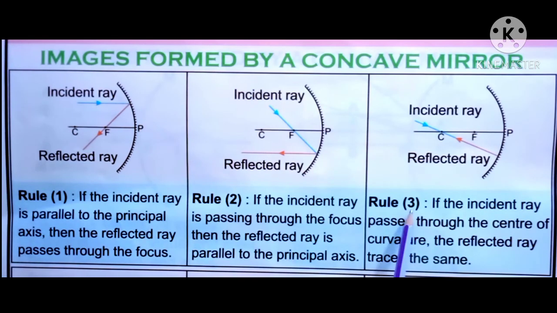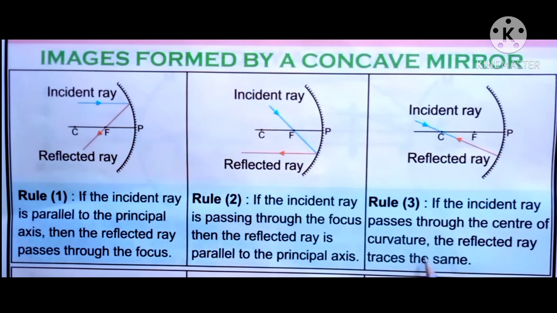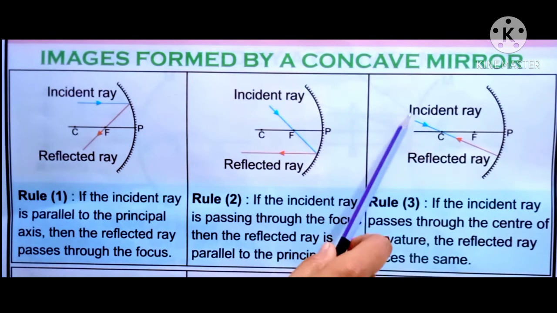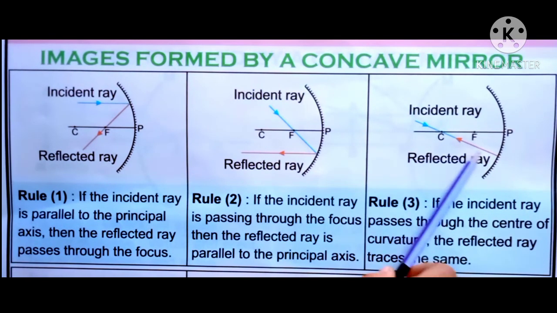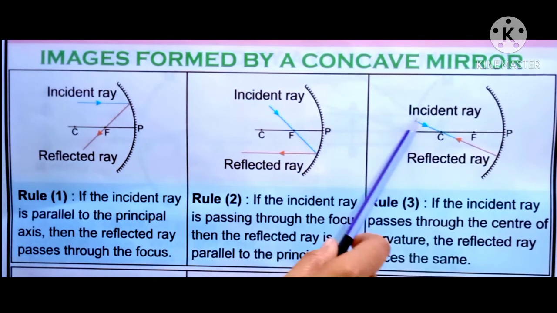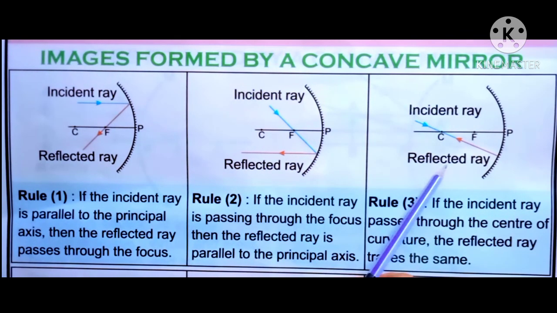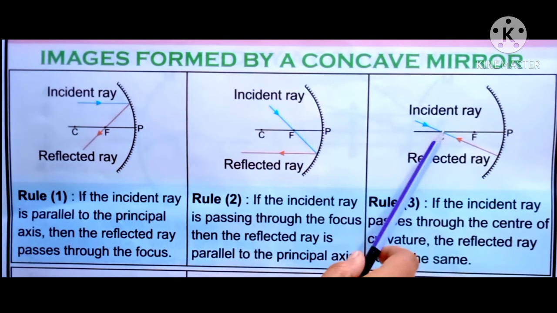Now the third rule is, if the incident ray passes through the center of curvature, the reflected ray traces the same path. Means what? In this diagram, CP is the principal axis. The incident ray, this blue line, falls on the mirror, and after reflection, it is going to trace the same path. Means in the same direction, the reflected ray is going to pass. So the direction of incident ray and the direction of reflected ray are opposite but along the same straight line and passing through the center.